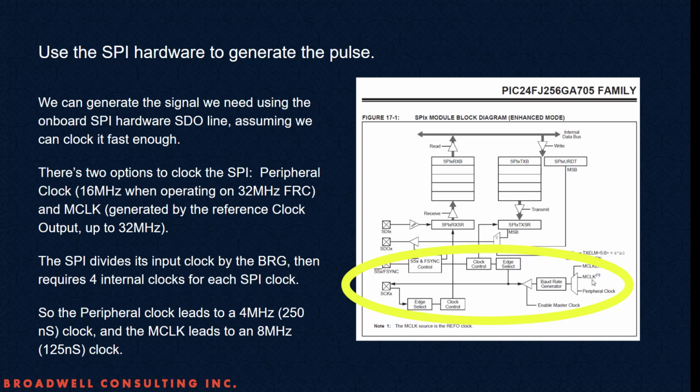The SPI takes whatever clock it gets, divides it by the baud rate generator, and then requires 4 internal clocks for each clock of the SPI clock. So the fastest we could possibly run our SPI clock is 8 megahertz.